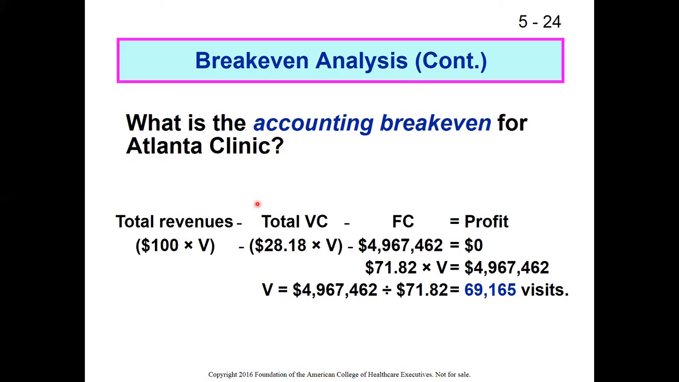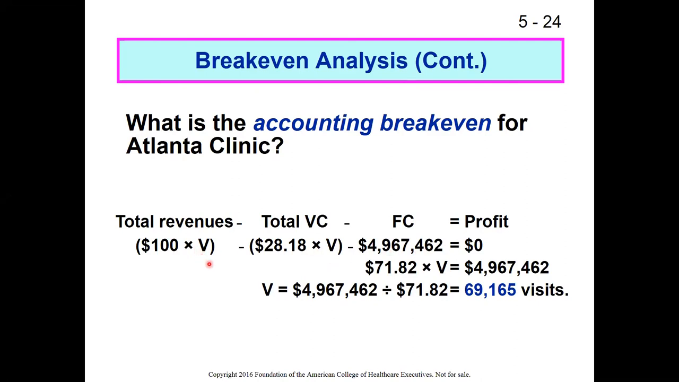So here we have total revenues equal to $100 times volume, right? Because revenue is variable under fee for service. However many visits you do, you multiply that times 100 and that gives you your total revenue. Your total variable costs are your variable cost rate times the volume that you do. And then your fixed costs are what they are. So in this case, they're 4.9 million, some change, right?